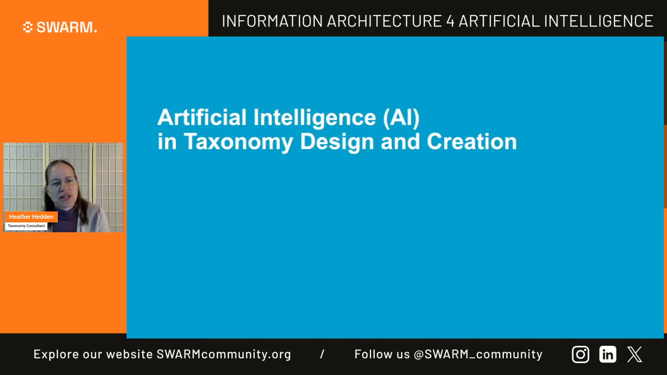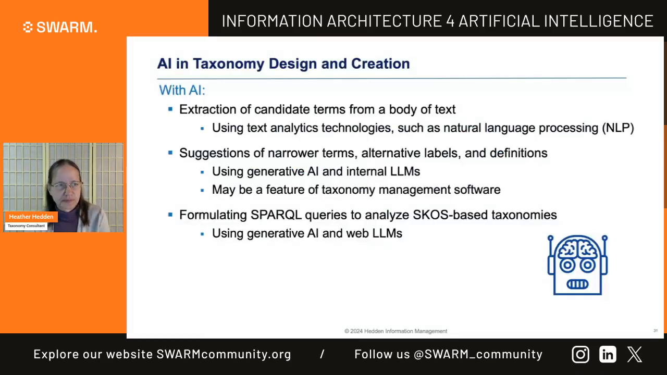So then artificial intelligence in taxonomy design and creation. So with AI, you can extract candidate terms from a body of text. Now, this isn't generative AI or LLMs or anything new. This has been going on for quite some time. Using text analytics technology such as natural language processing and other rules of proximity and so forth to suggest terms to add based on frequency and co-occurrence.